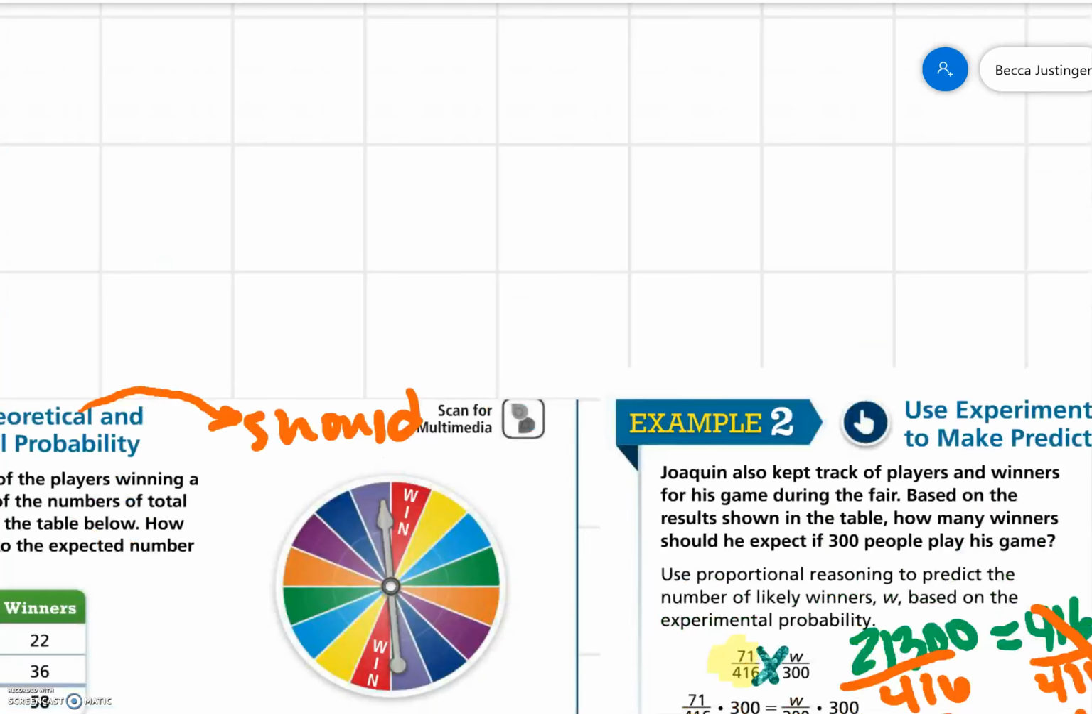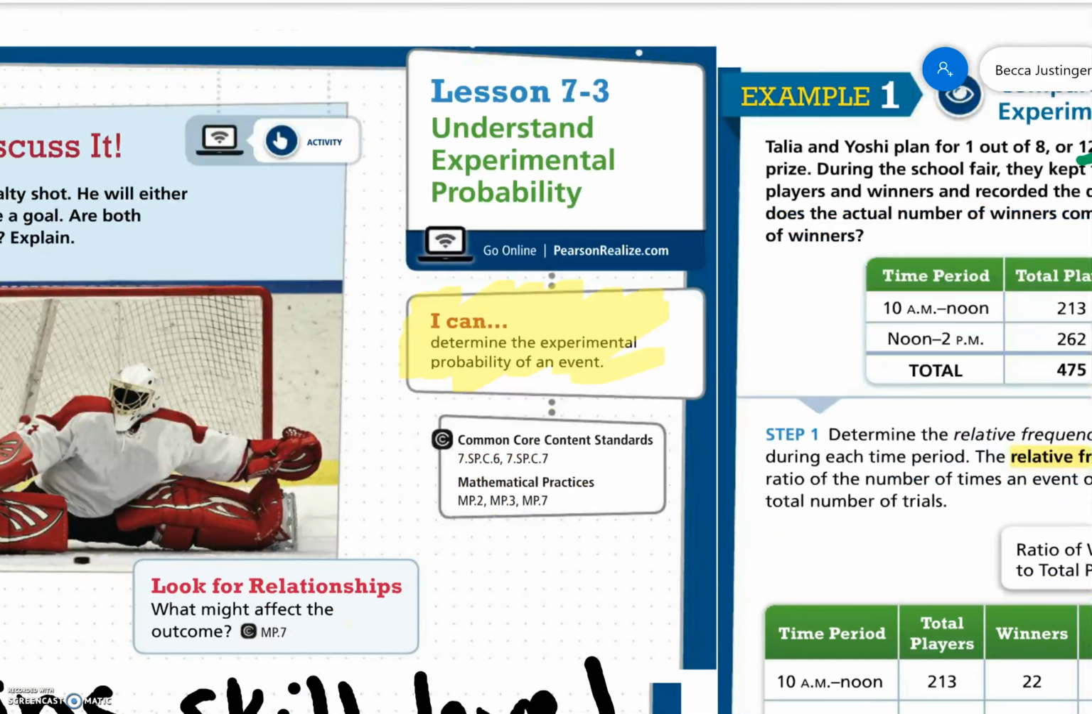Okay, 7th grade, let's say it. I can determine the experimental probability of an event.